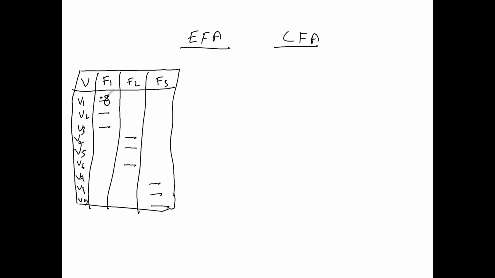So the value is 0.81. The second value is 0.76. The value is 0.68. So these are the factor loadings. Factor loading is nothing but the correlation between the item and factor. It may be positive. Basically, it is correlation. So correlation may be positive and negative.